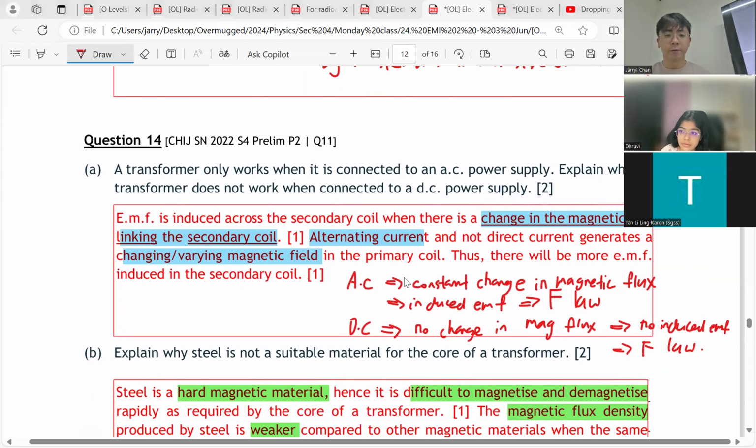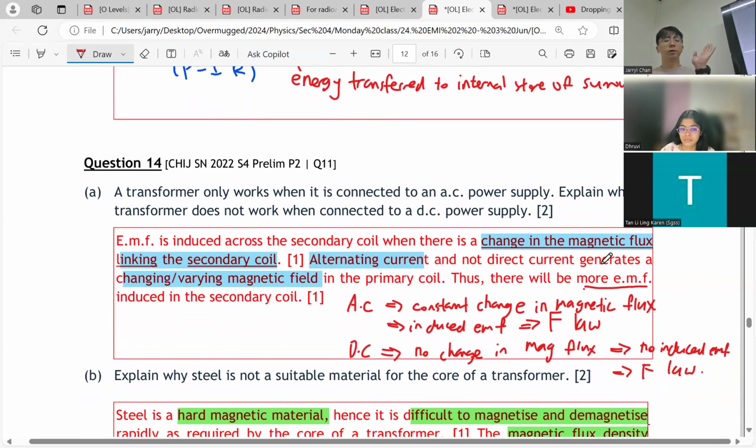Why do we include more EMF in the secondary coil? More EMF induced in the secondary coil. Here the answer key is trying to make more of a comparison between DC supply and AC supply. Technically, for DC supply, there will still be a little bit that is momentary. That's why the more induced EMF can still apply here. The DC actually causes a temporary change in magnetic flux, so there's no induced EMF that is constant.